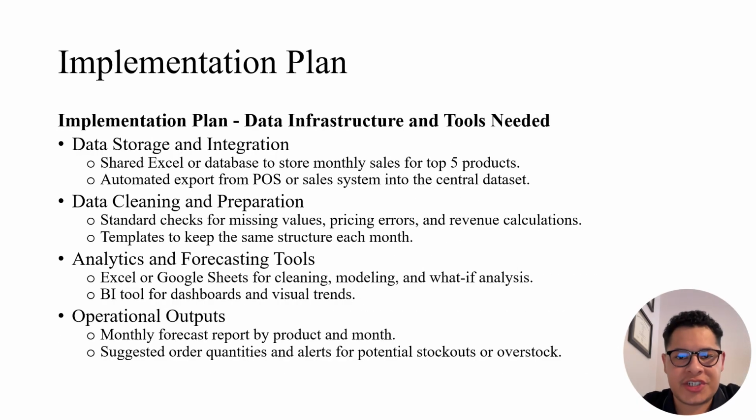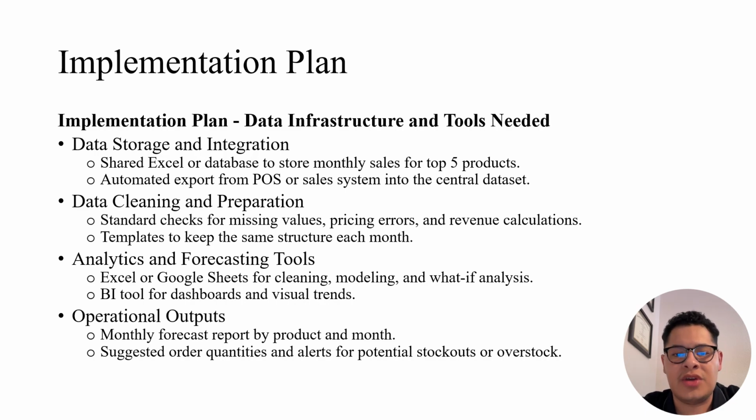For data infrastructure, we are intentionally keeping the first version lightweight. We would start with a shared Excel file or a simple database that stores monthly sales for each of the top 5 products. An automated export from the point of sale or sales system would feed the central file every month, so analysts are not rebuilding the dataset by hand. On top of that, we would apply standard data checks for missing values, pricing issues, and revenue calculations so that input is clean and reliable.